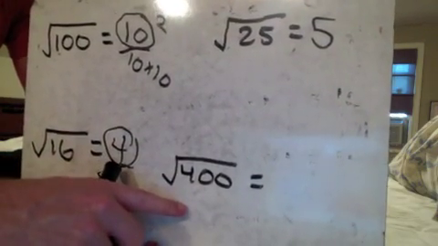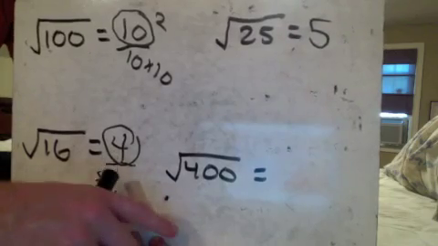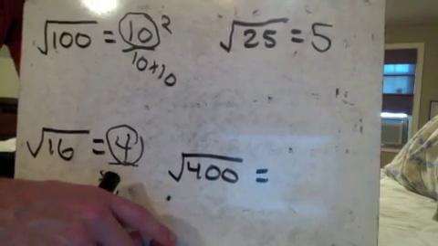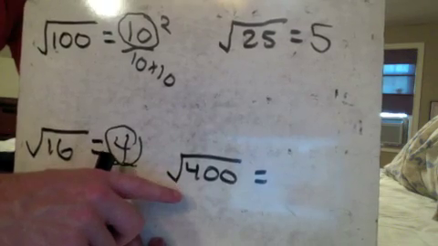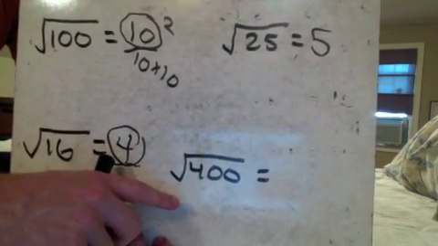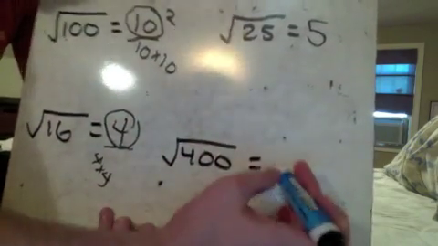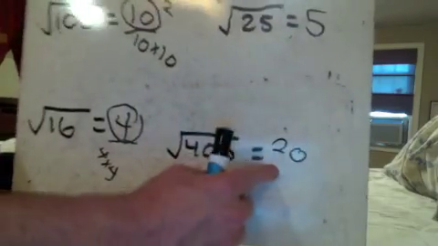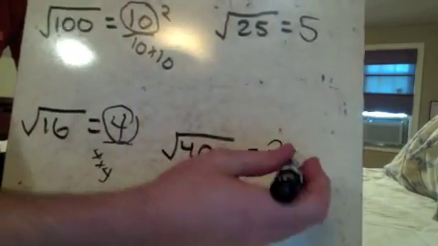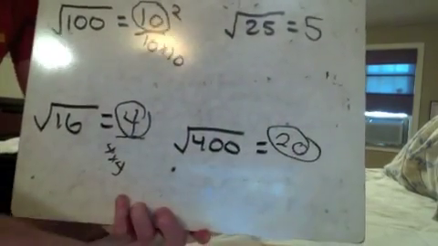Now the last one is 400. This one we did not put on your list, but we will eventually. There is a number that you could times by itself to get 400. That number is actually 20. 20 times 20 is 400.